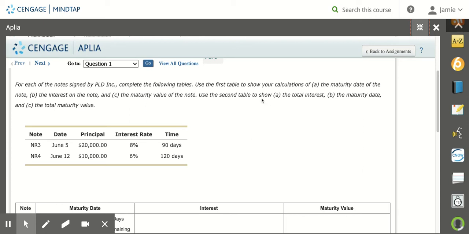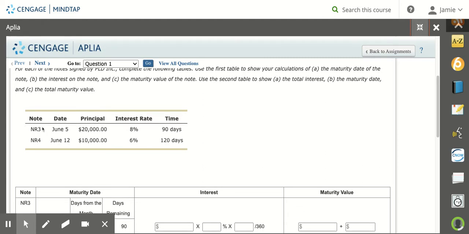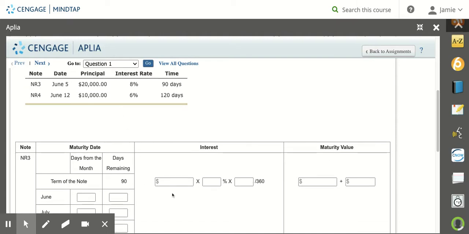In section 14-3 Work Together, we are going to calculate the interest, the maturity value, and the maturity date for 3 different notes. So to calculate the interest for note number 3, we'll take our principal of $20,000 times 8% times 90 days over 360.